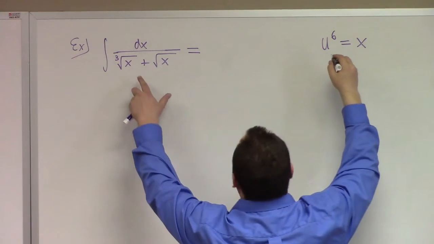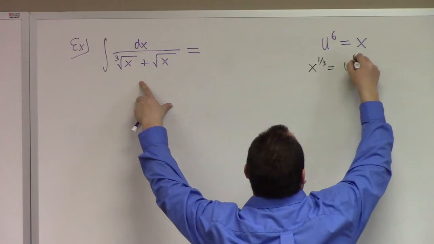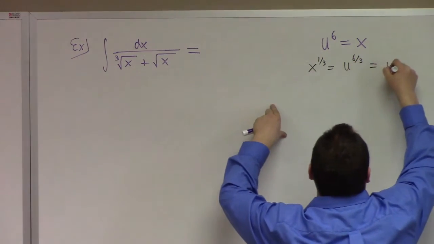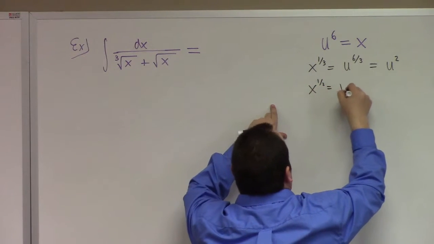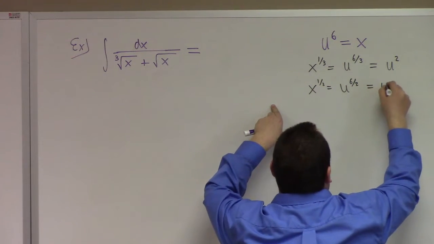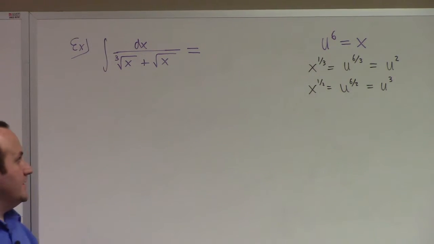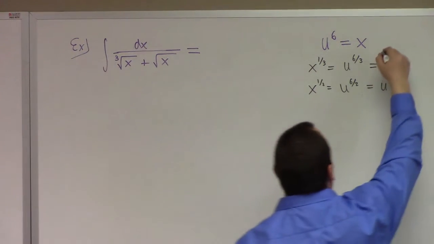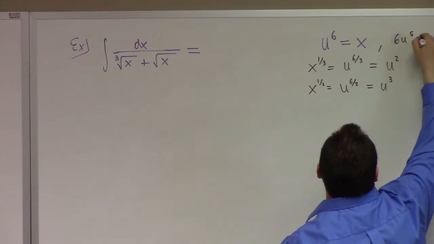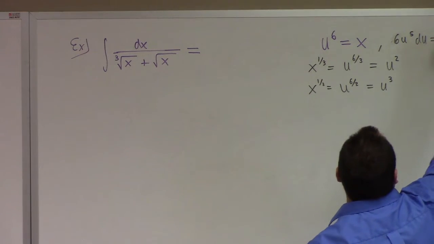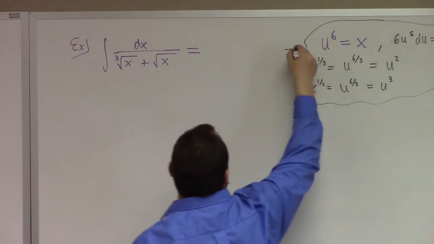So let's see here. x to the 1/3 power is what? It's u to the 6/3 power, right? Which is what? And then x to the 1/2 power is u to the 6/2, which is u cubed, right? What's dx? Excuse me, 6u to the 5th du is equal to dx. So there you go. There's my thought bubble. Let's put it into practice.